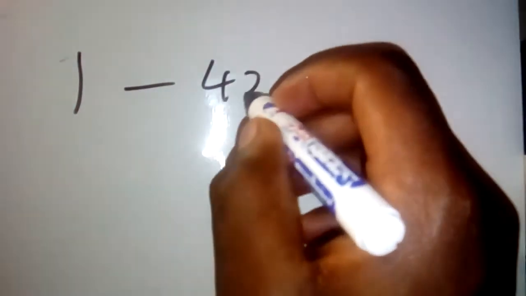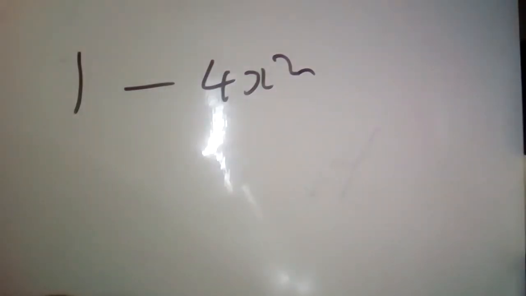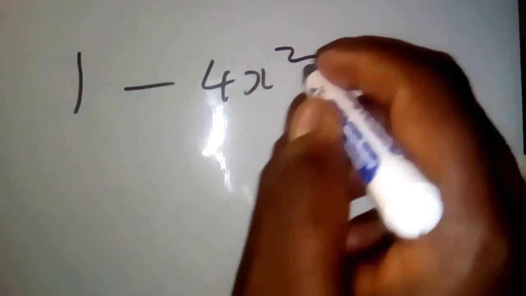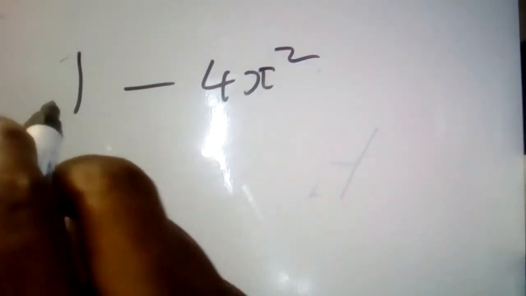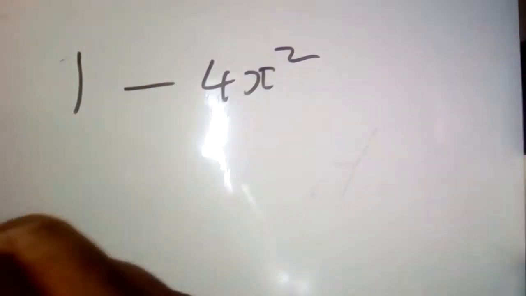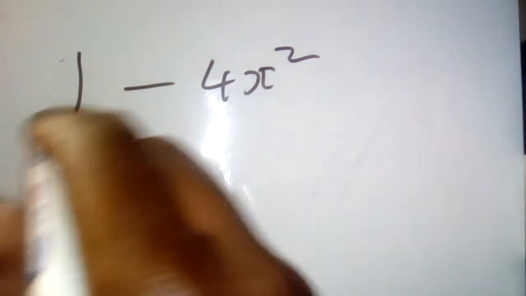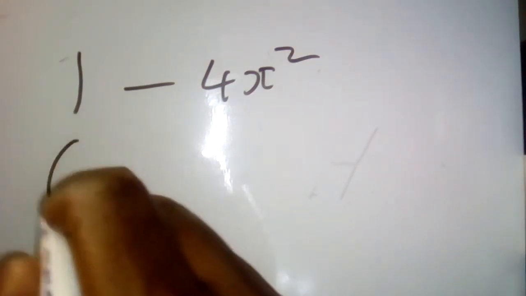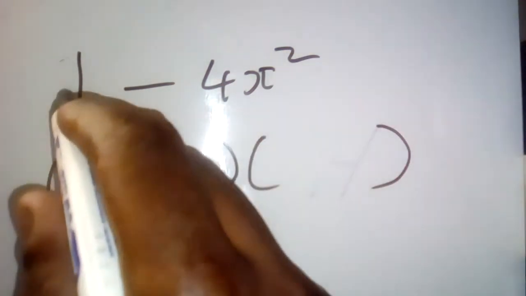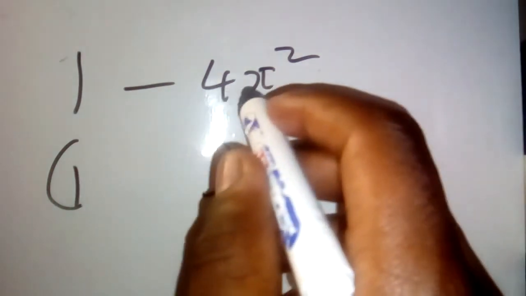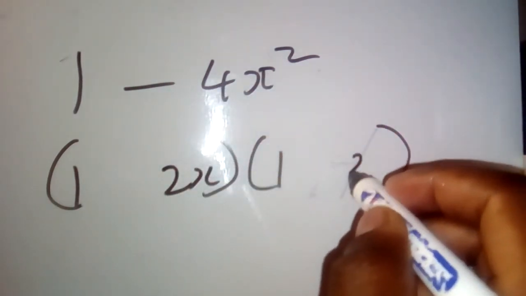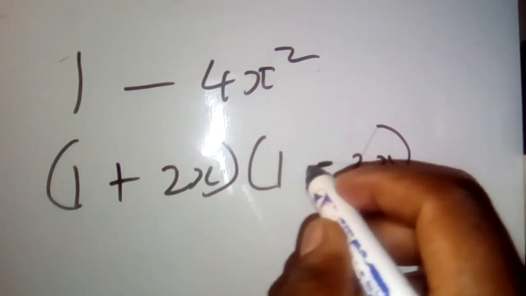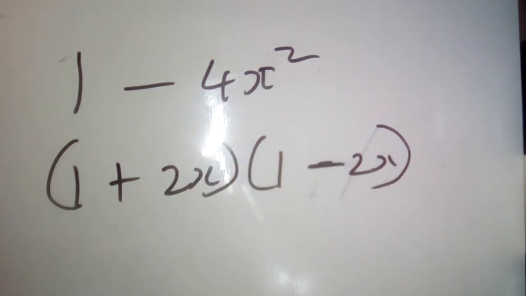Alright, here's another one you can try. Let's say we have something like 1 minus 4x squared. Well, it is really a difference of two squares, right? Because 1 is actually a square, since the square root of 1 is 1. Then the square root of 4x squared, of course we know, is 2x. So on one we put a plus, on the other we put a minus. So there we have it, as simple as that.